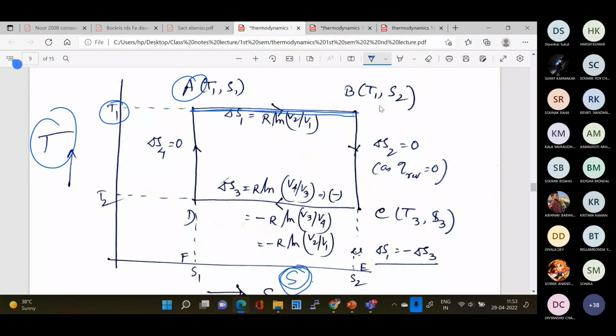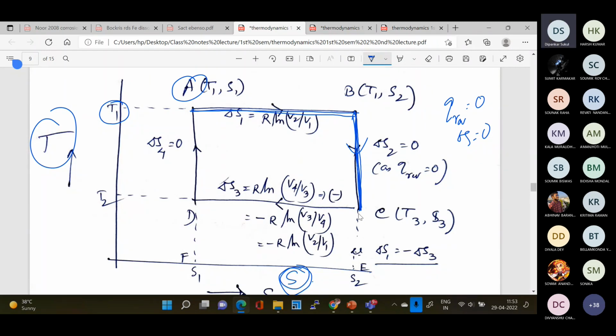Second step is the reversible adiabatic step. That means Q reversible is 0, so delta S is equal to 0. There is no change of entropy, that's why it is a vertical line. Entropy is not changing, and you know, in adiabatic expansion, temperature drops. That's why temperature is decreasing.